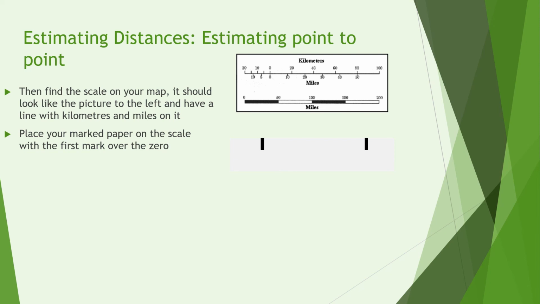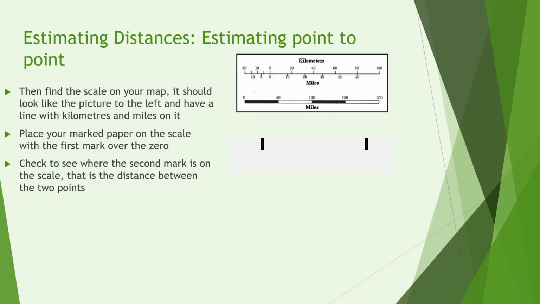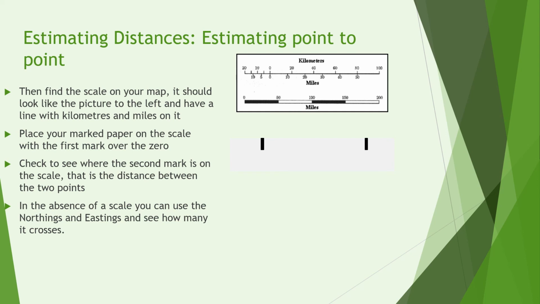Place your marked paper on the scale with the first mark over 0 and check to see where the second mark is on the scale. The distance measured on the scale is the distance between those 2 points as the crow flies. In the absence of a scale, for whatever reason, you can use the northings and eastings and grid squares, since they're a kilometre long, to see how many it crosses. So see, put it up there. Obviously this is not a scale for the map we're using, as it's clearly not 100-ish kilometres to Grove Farm.